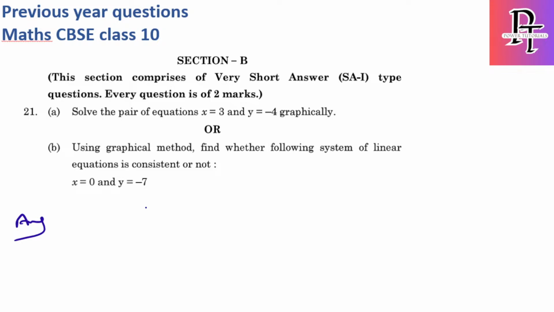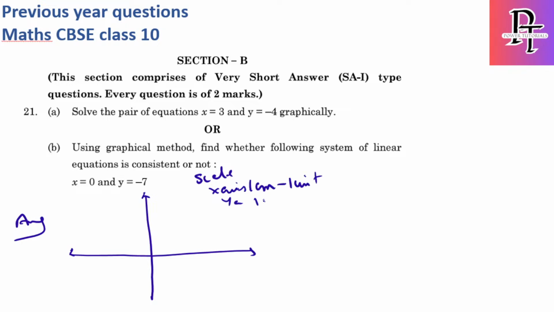In the graph sheet, what is important is that you have to use a scale. Clearly mention the scale: on the x-axis 1 centimeter is equal to 1 unit, and in the same way on the y-axis 1 centimeter equals 1 unit. Mention this is 0 comma 0, next is 1 comma 0, 2 comma 0, and so on, in the same way on the left side, top and bottom. What is mentioned here is x is equal to 3, so x equal to 3 will be this line, and y is equal to 4 will be somewhere here.